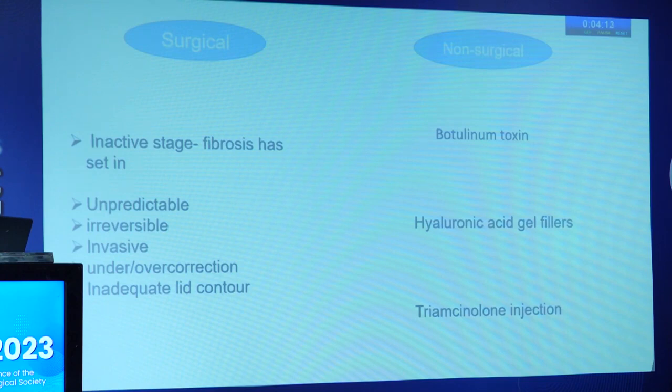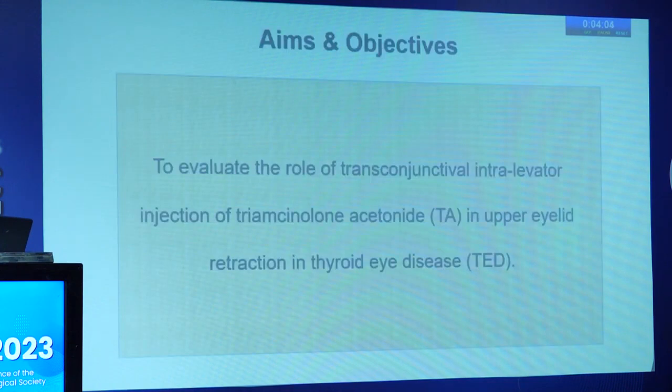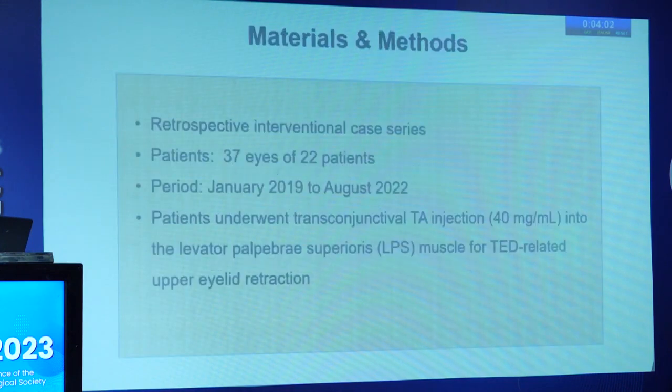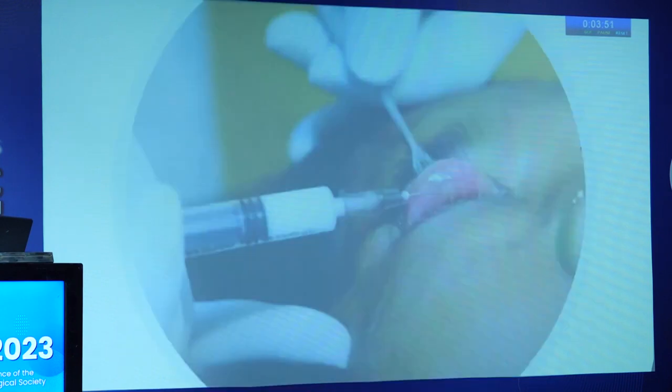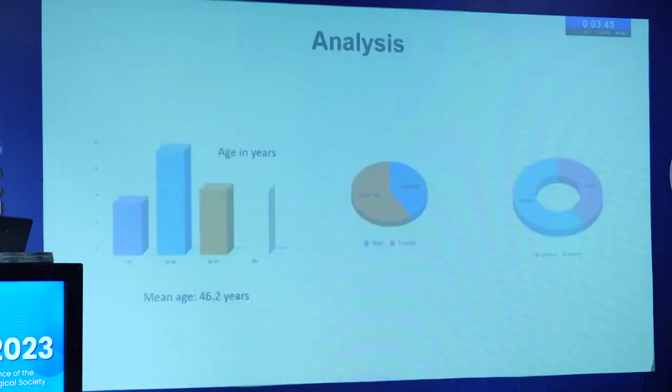The non-surgical options in our hand are botulinum toxin, hyaluronic acid gel fillers, and triamcinolone. We focused on the role of triamcinolone injection in our study, and we evaluated its role in lid retraction in thyroid eye disease patients. It was a retrospective interventional case series of 37 eyes of 22 patients from January 2019 to August 2022, and all the patients underwent the triamcinolone injection in an OPD setup using a Desmarres retractor. We evert the lid, and subconjunctivally we give this injection for the upper lid retraction.